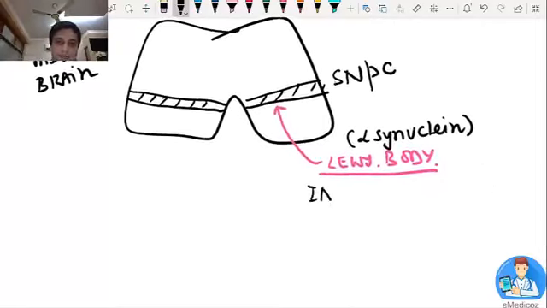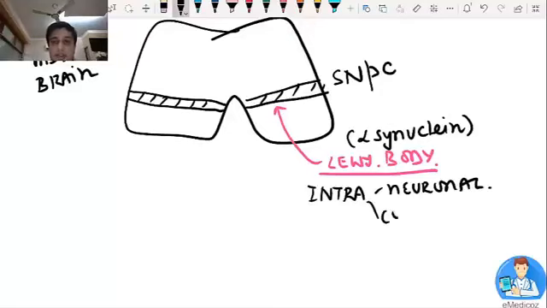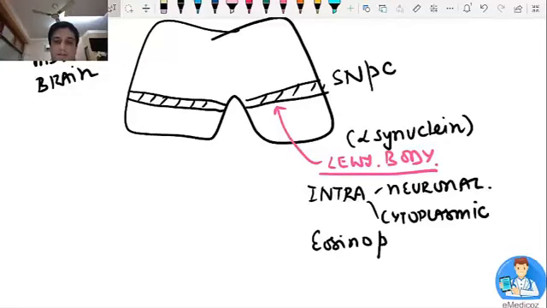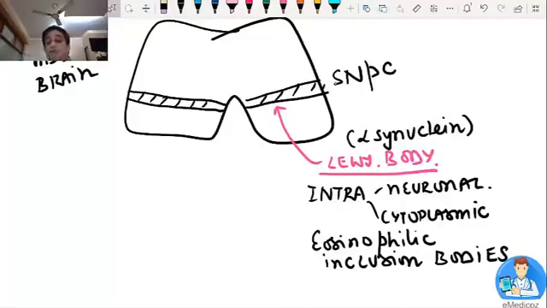But what is this Lewy body actually? If I look into the microscopic picture of a brain biopsy, a Lewy body is always defined as an intraneuronal, intracytoplasmic, eosinophilic inclusion body. So inside the neurons, in the cytoplasm, there is an eosinophilic inclusion body which is known as a Lewy body. And what does a Lewy body actually end up doing? It is going to cause atrophy or neurodegeneration in SNPC.